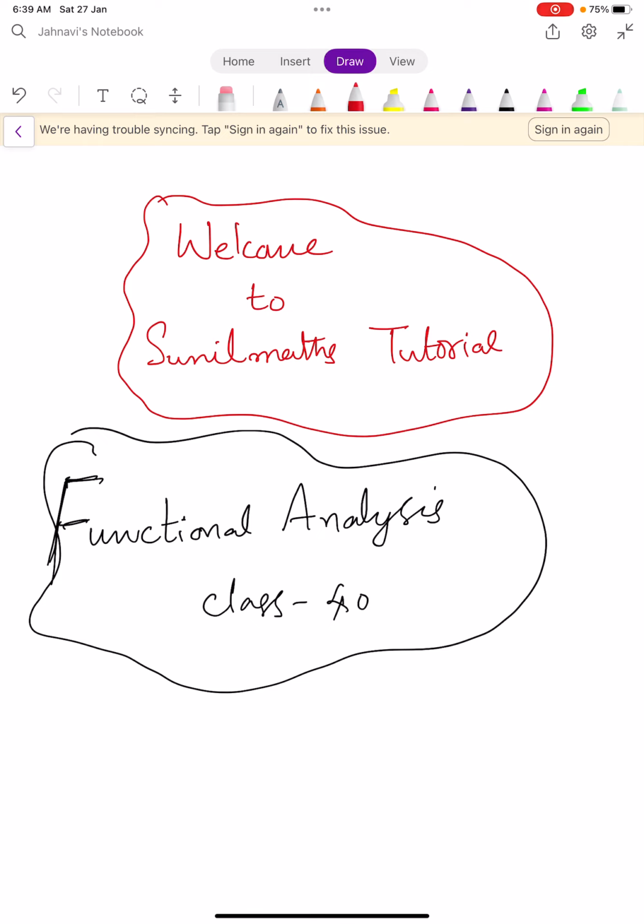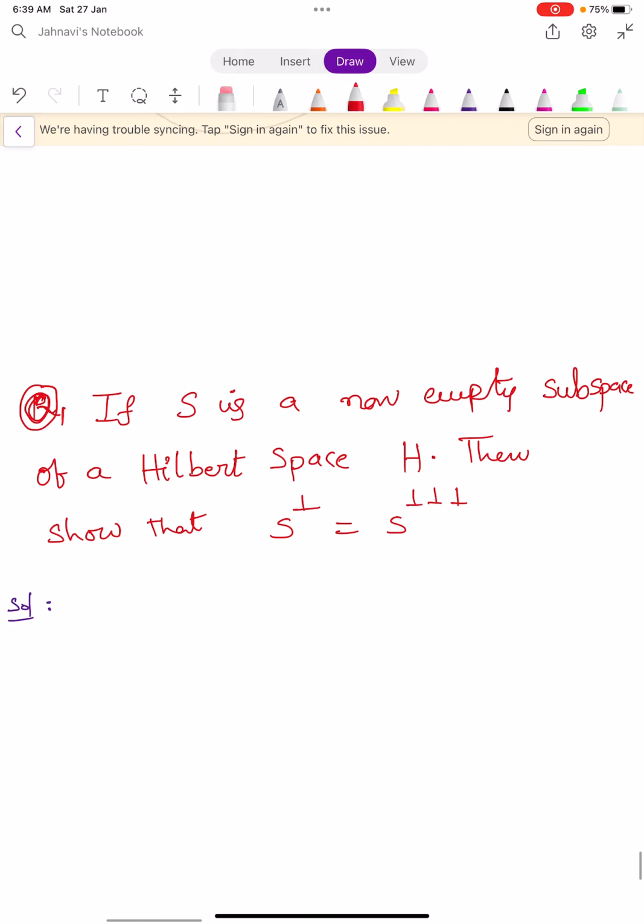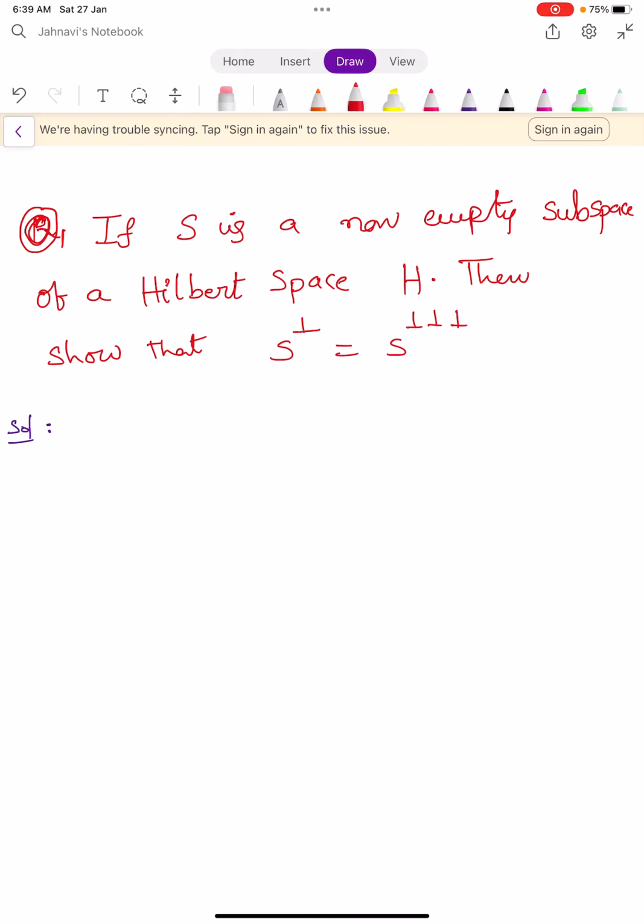In this video, we learn three problems. Let us see the first problem. If capital S is a non-empty subspace of a Hilbert space capital H, then show that S perpendicular is equal to S triple perpendicular. So let us solve this problem.